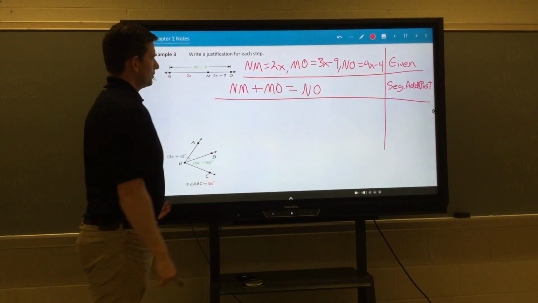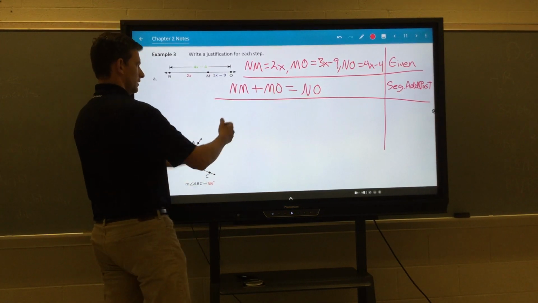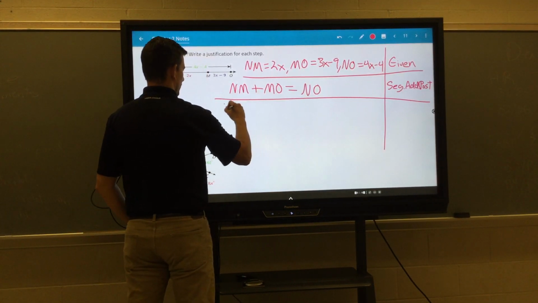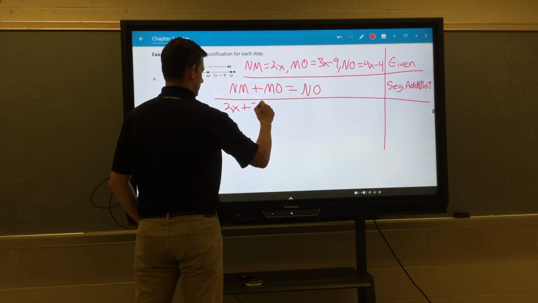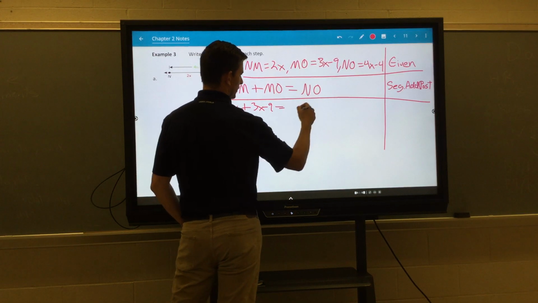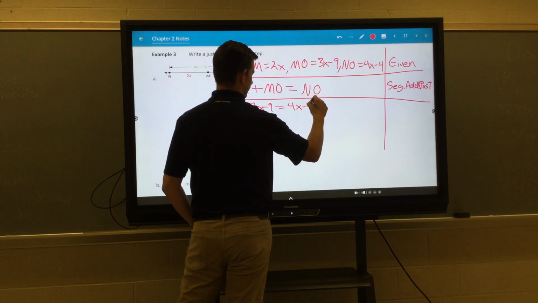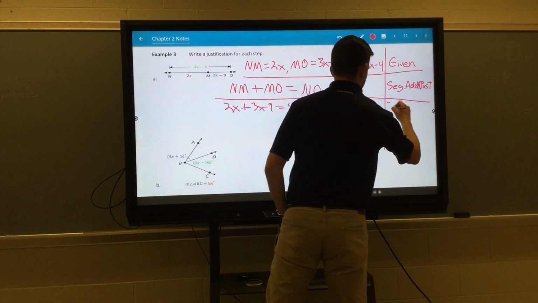All right, so now we have expressions for each of those segment lengths. Let's put those in. 2x replaces the NM. 3x minus 9 replaces the MO. 4x minus 4 replaces the NO. We've made a substitution.